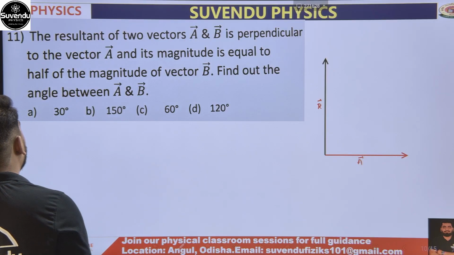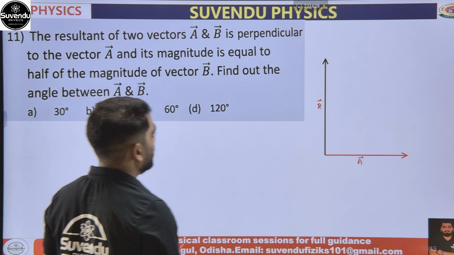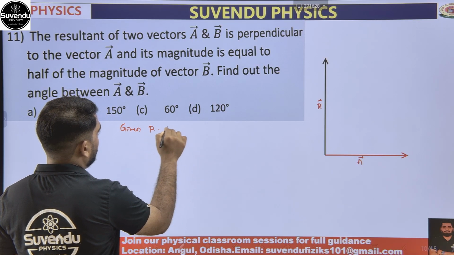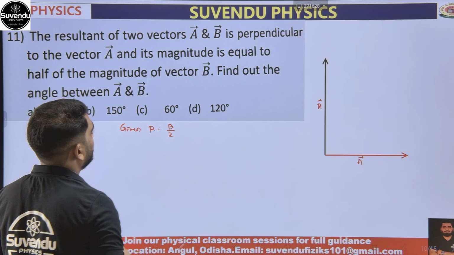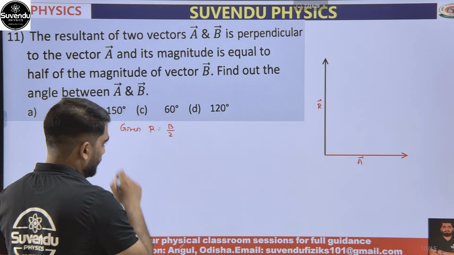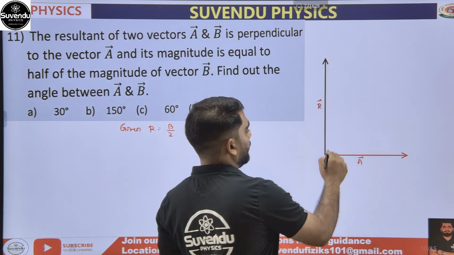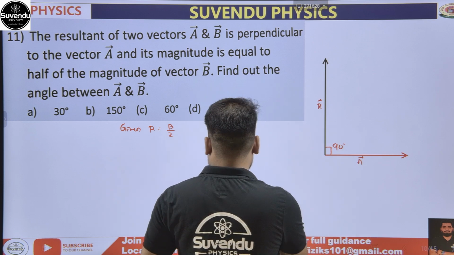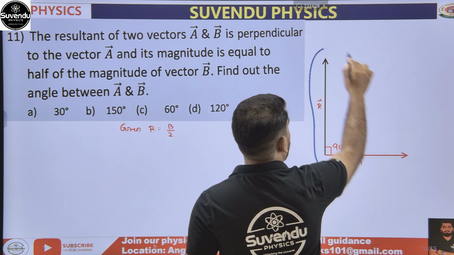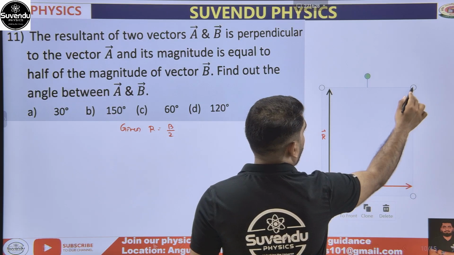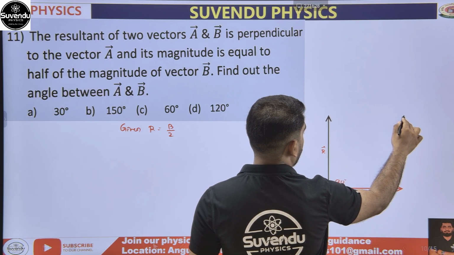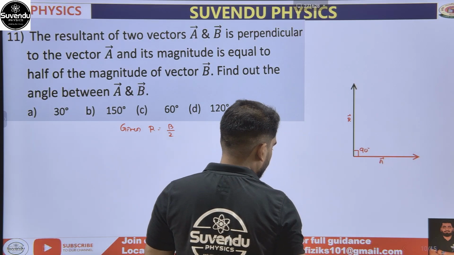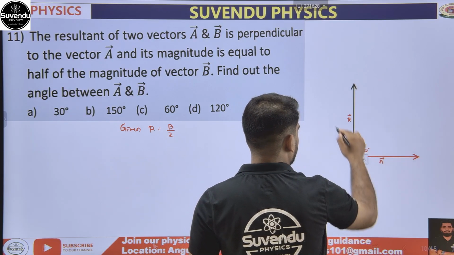Suppose the resultant vector of a vector and b vector has magnitude equal to half of the magnitude of vector b. That means r is given, r is equal to b by 2, half of the magnitude of b. Find out the angle between a vector and b vector. This angle is 90 degree, if this is your r vector. Now we just draw how to draw the figure. Look, this is your b vector.